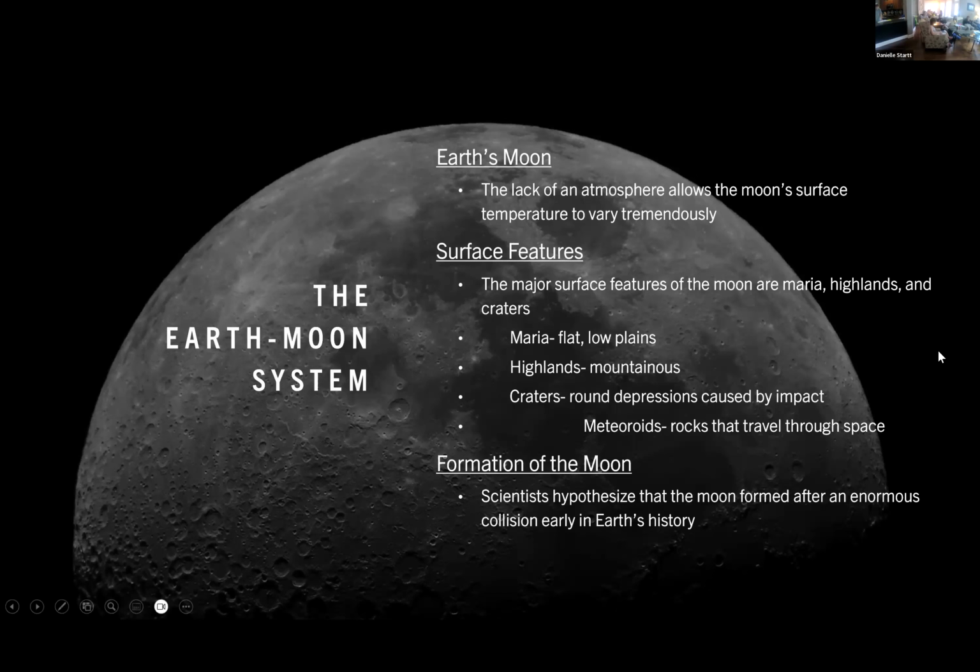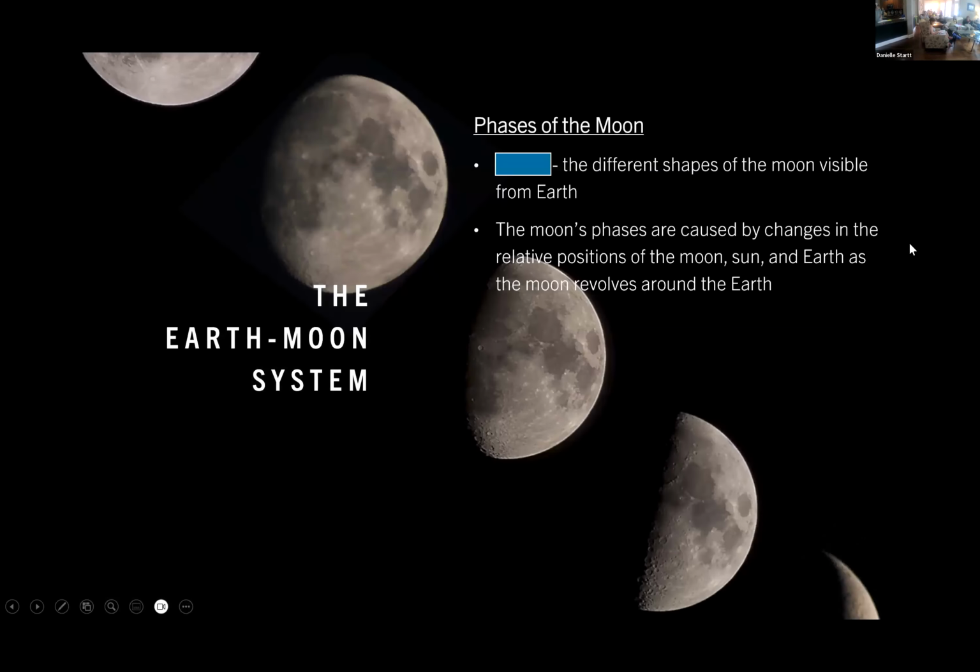Isn't that fun? So scientists hypothesize the moon formed after an enormous collision in early Earth history. And we think this because the moon is relatively similar in composition to that of our terrestrial planet here. A lot of the same stuff can be found there. So we think it broke off of Earth. Earth got slammed into and a chunk fell off, basically, and became our moon.